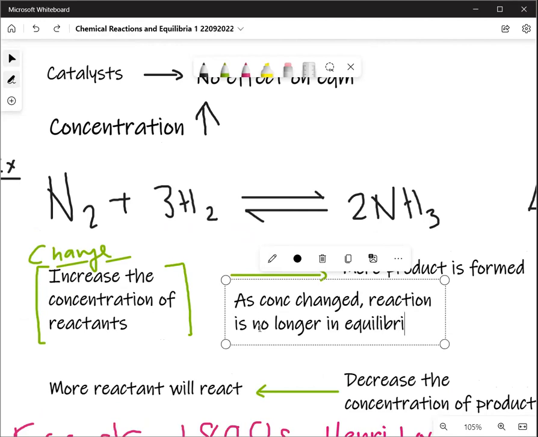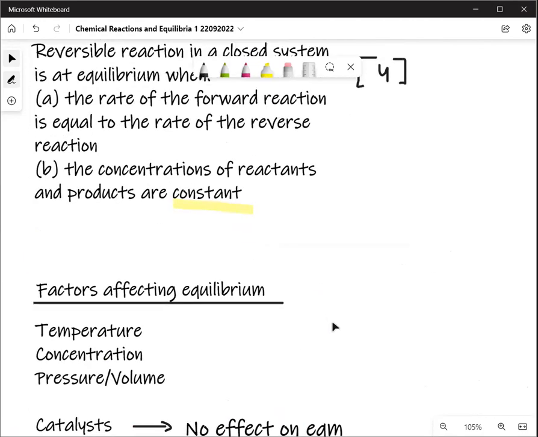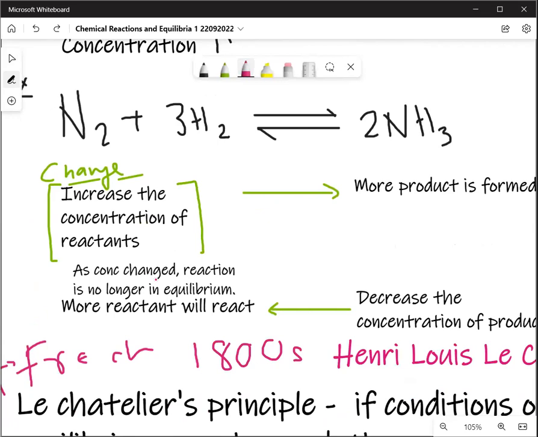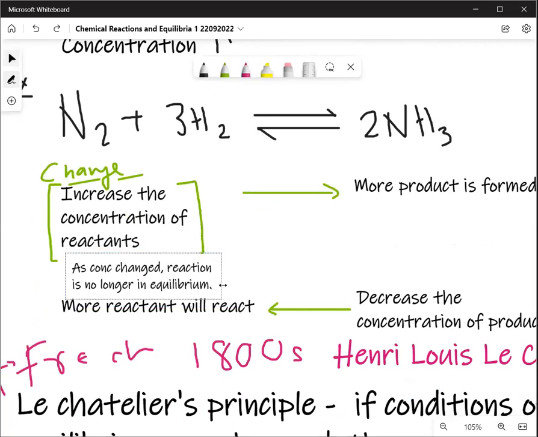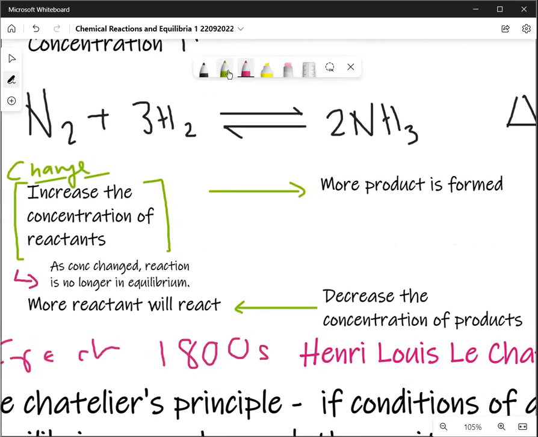Why is that, Niranjana? Can you tell me? Why is it not in equilibrium? Read the second point here. The concentration of reactants and products are constant. Now, if I increase it, it's no longer constant. Yes, I've increased it, so it has changed. And the whole point of equilibrium was that concentration cannot change, it's constant. So if I change it, then it is no longer in equilibrium. Yes, makes sense. Now I'll tell you the result of this.